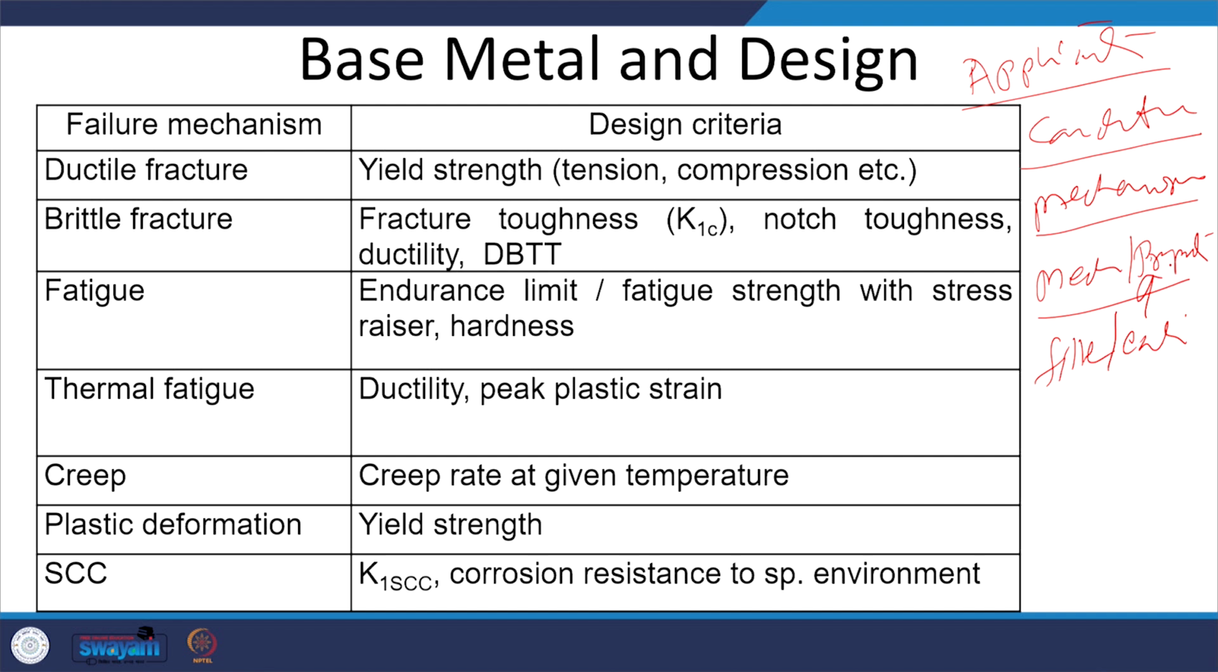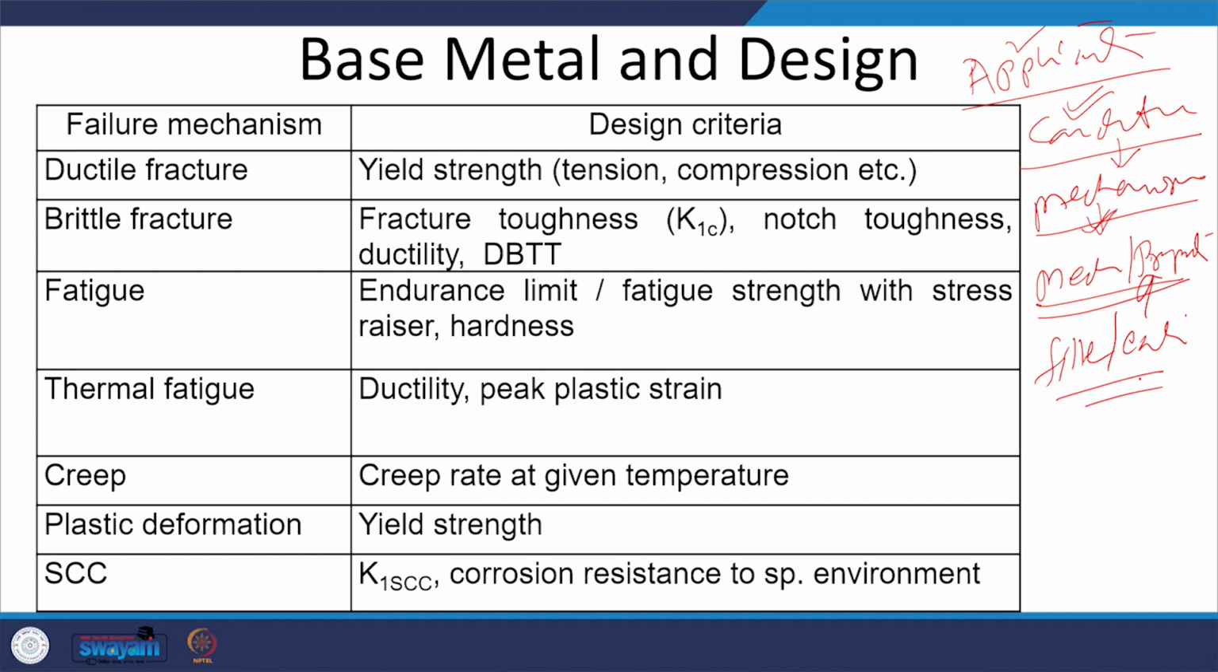So, considering the application, we see the working conditions, and considering the working conditions, we try to find out what will be the failure mechanism, and considering the failure mechanism, we will identify which properties should be used so that it resists those failure mechanisms, and then accordingly we select the suitable filler metal. Okay.